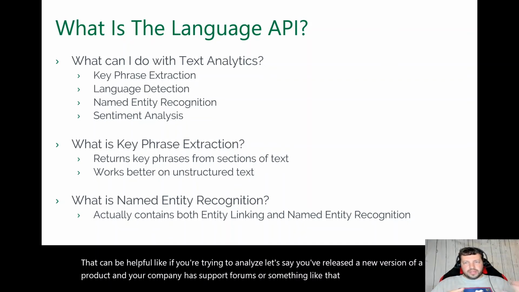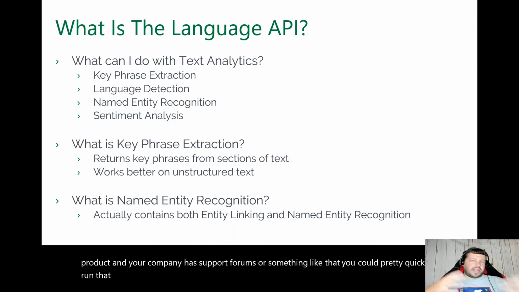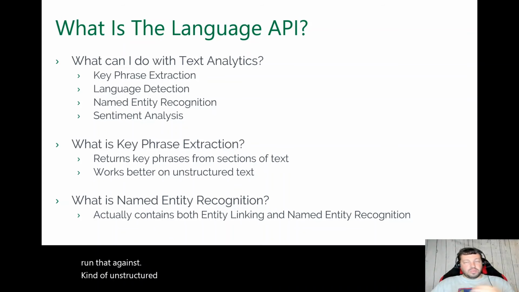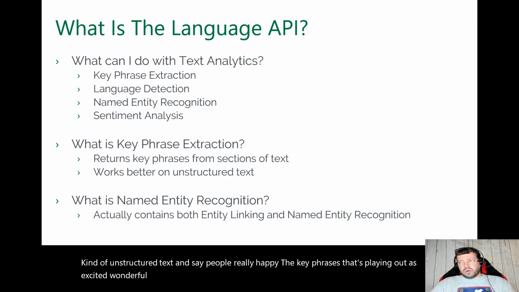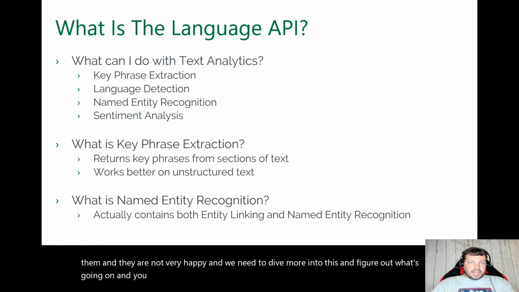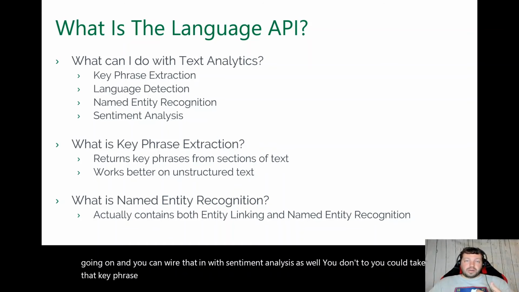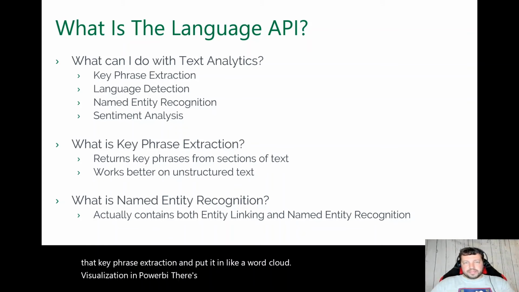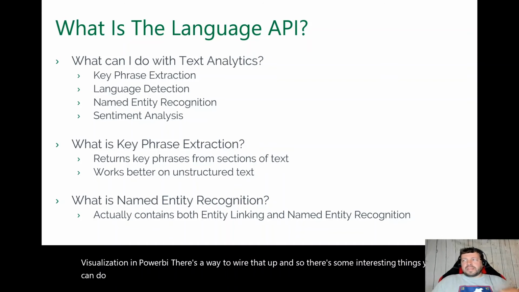You could pretty quickly run that against unstructured text and say, oh, people are really happy. The key phrases it's pulling out are excited, wonderful, blah, blah, blah. Or, oh my goodness, most of these key phrases actually have curse words in them and they're not very happy, and we need to dive more into this and figure out what's going on. And you can wire that in with sentiment analysis as well. You don't have to. You could take that key phrase extraction and put it in a word cloud visualization in Power BI. There's a way to wire that up. And so there's some interesting things you can do there. But that's basically what key phrase extraction is.